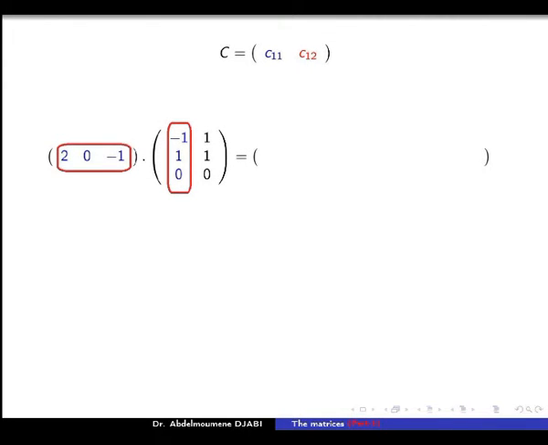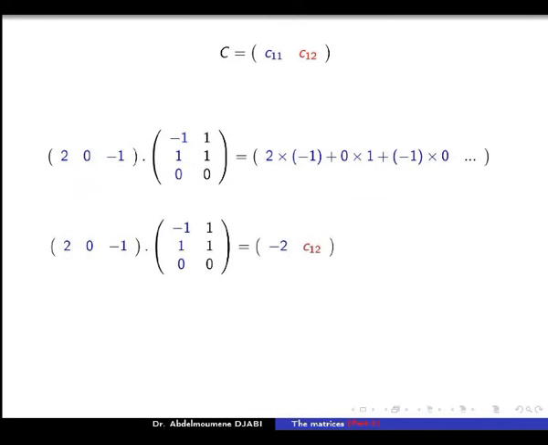For this, we take the first row of the first matrix and the first column of the second matrix. We multiply the first element of the row with the first element of the column, plus the product of the second element of the row with the second of the column, plus the third of the row with the third of the column. We get the element of the position first row, first column.